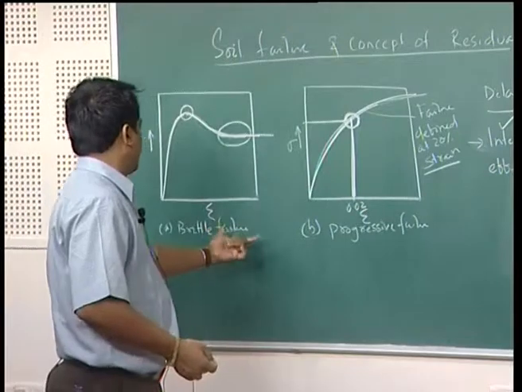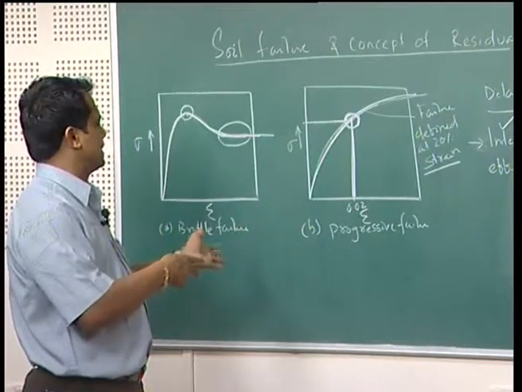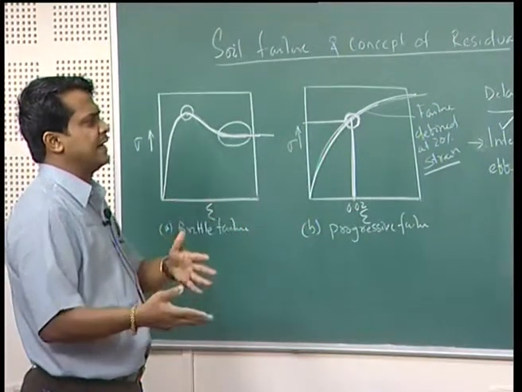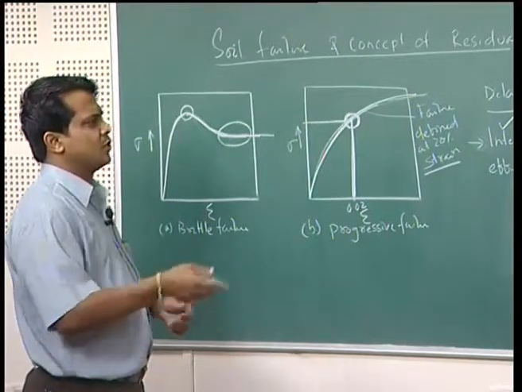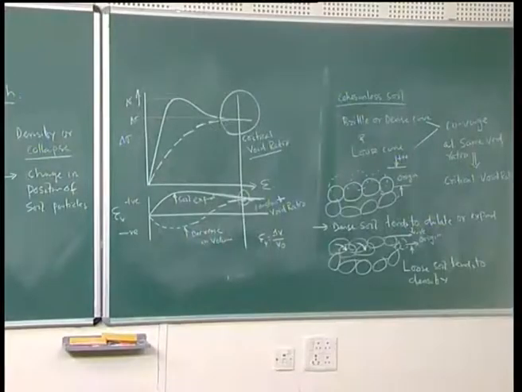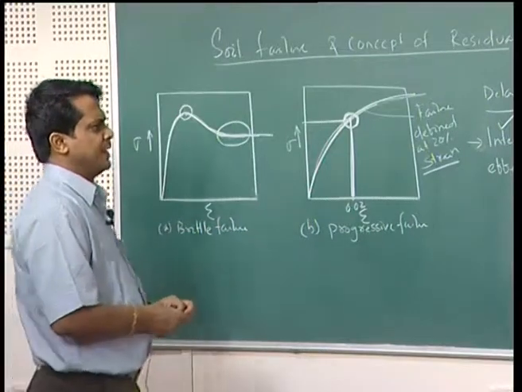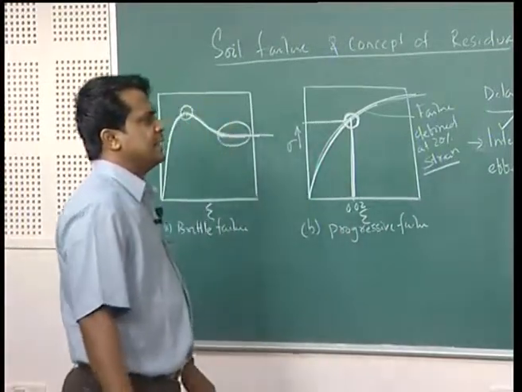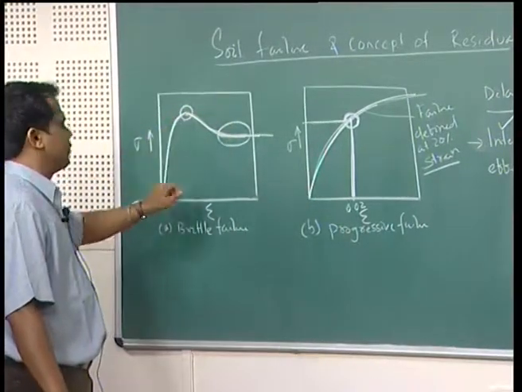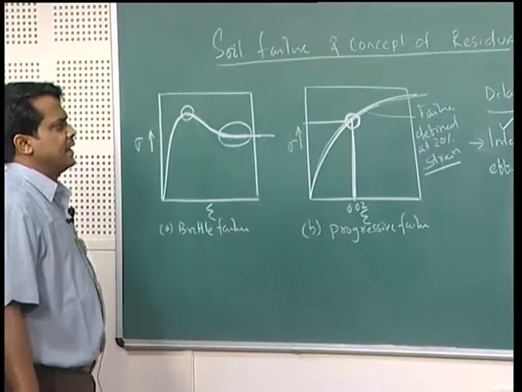Now, these are the two failure conditions, one is brittle and the other progressive. As I said, brittle failure occurs particularly in dense soil, dense sand. Also, if I take a soil on the dry side of the compaction curve, brittle failure occurs. Similarly, for a soil on the wet side of the compaction curve, progressive failure will be there. Generally, in brittle failure the strain will be 1 to 3%. In case of progressive failure, it will be 20% as defined.